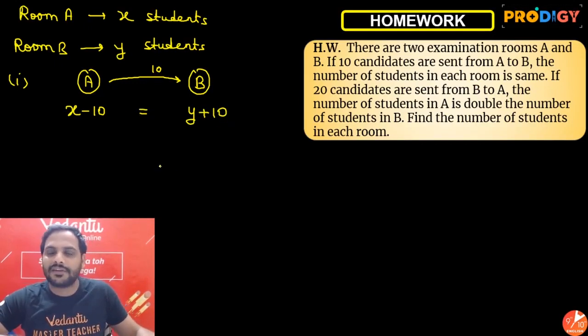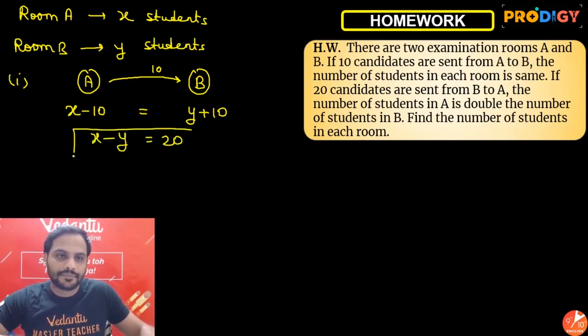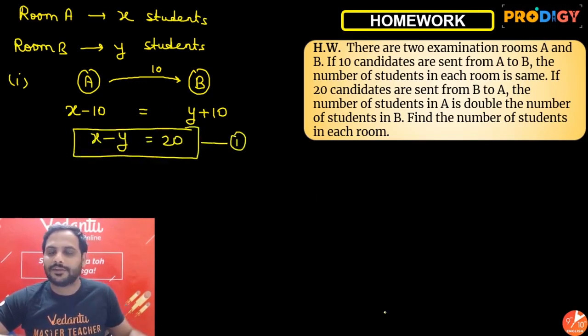So this is my equation: X minus 10 is equal to Y plus 10. So we'll get X minus Y is equal to 20. This is my first equation.